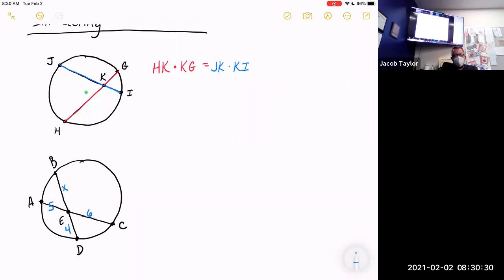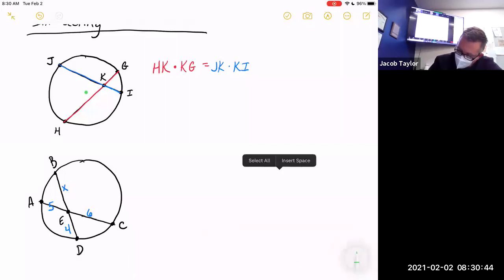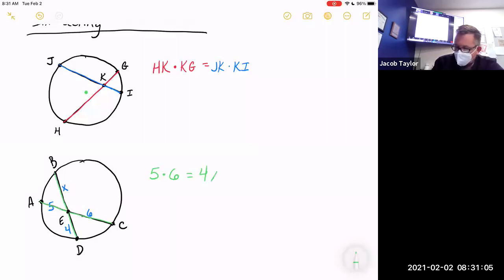So we can use the intersecting chords theorem to find the missing piece of chord BD. Specifically, we're looking for segment BE. That's the part we don't know. Okay. So we'll take the half of the first chord, which is 5, and multiply by half of the second chord, which is 6. And that should be equivalent to half of the other chord, 4, multiplied by the other piece. I'm saying half, I don't mean half, because it's not cut in half. You get the idea. The other segment.